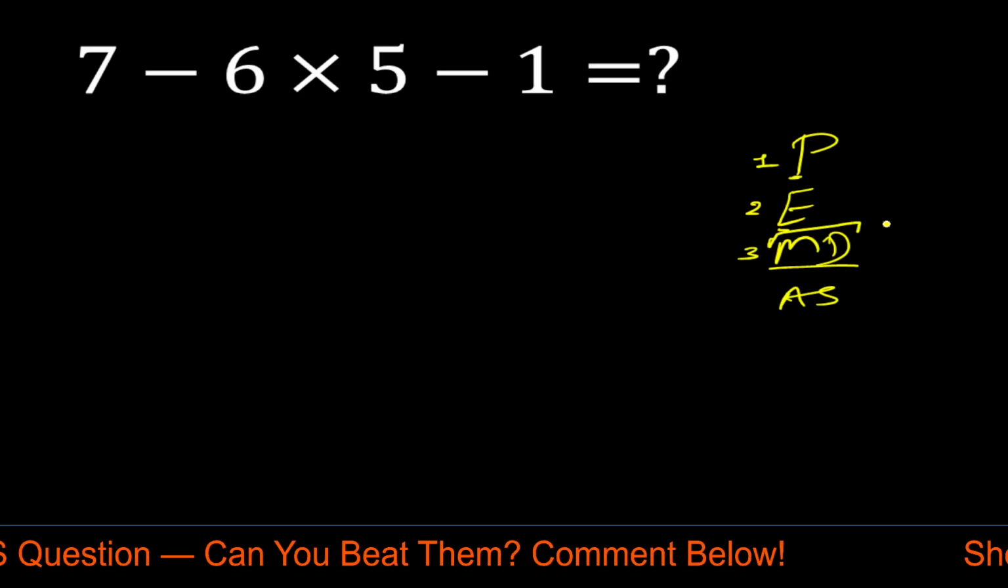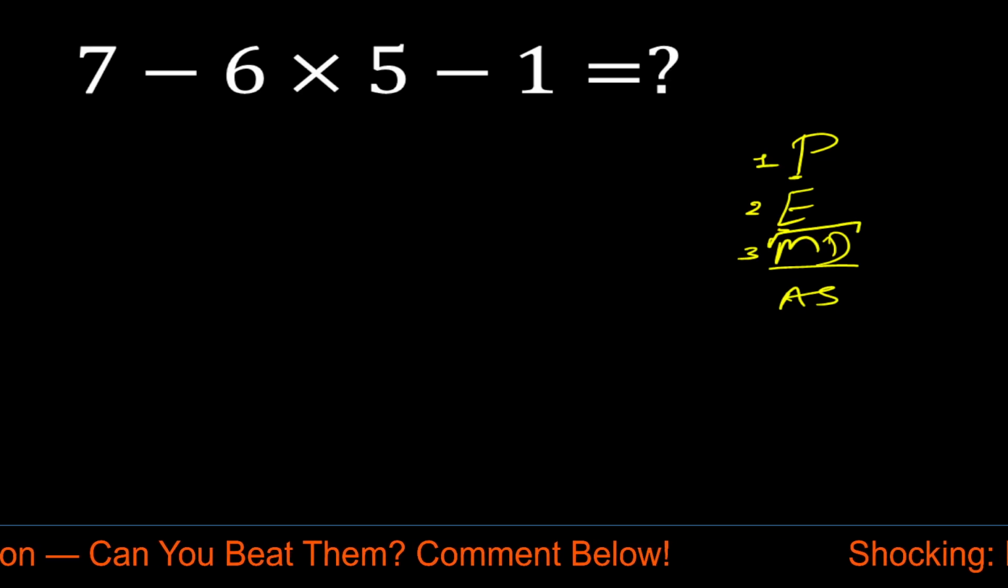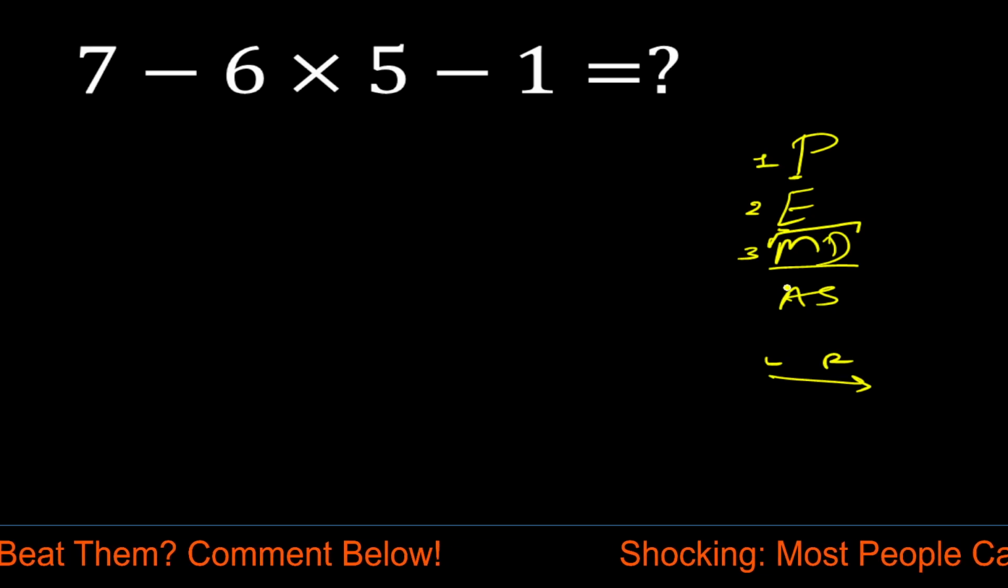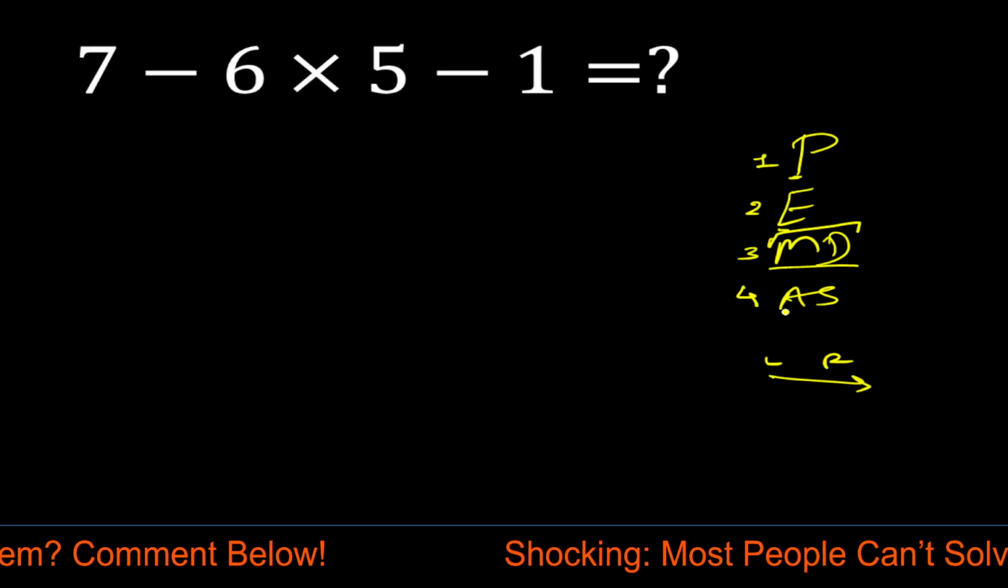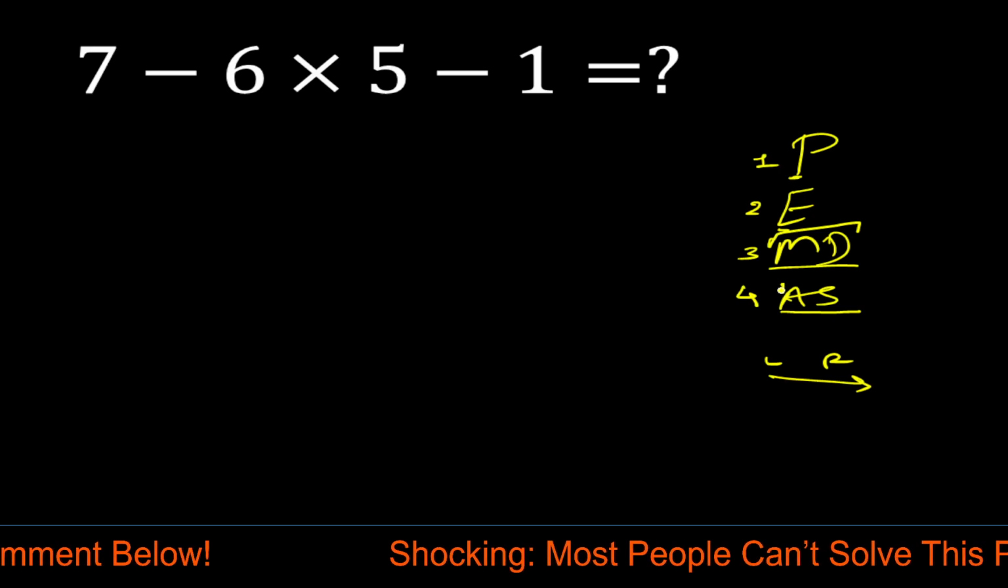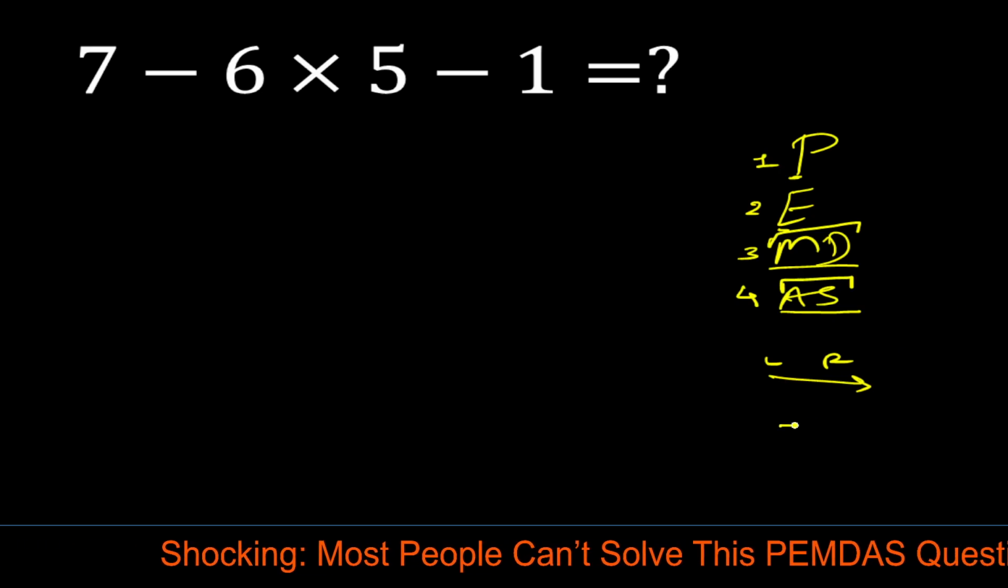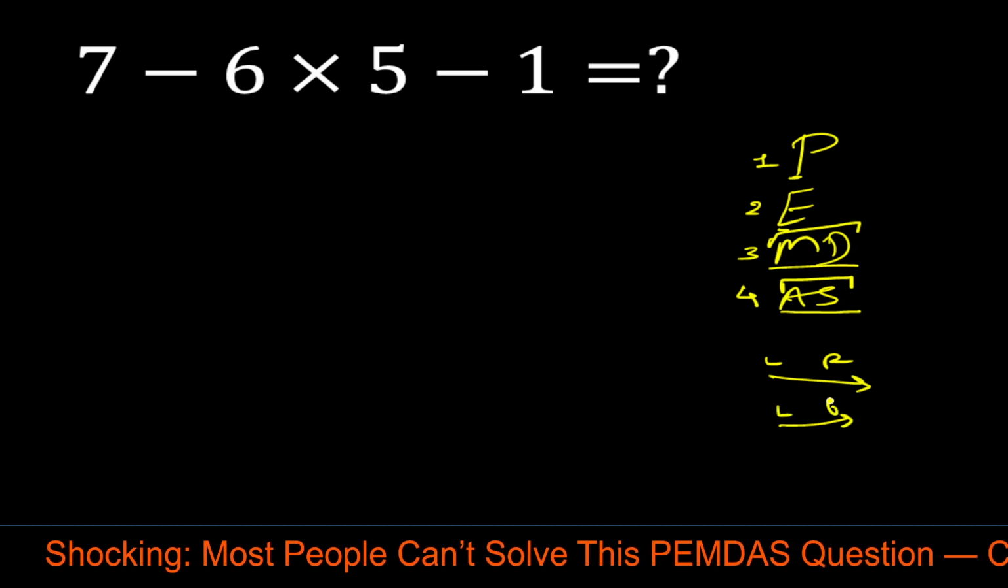division. Here multiplication and division both have equal priority, so we have to solve it from left to right. Then fourth and last priority is addition and subtraction. Also addition and subtraction both have equal priority, so we have to solve it from left to right.